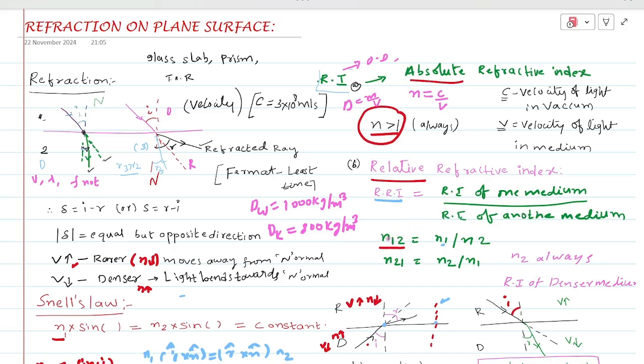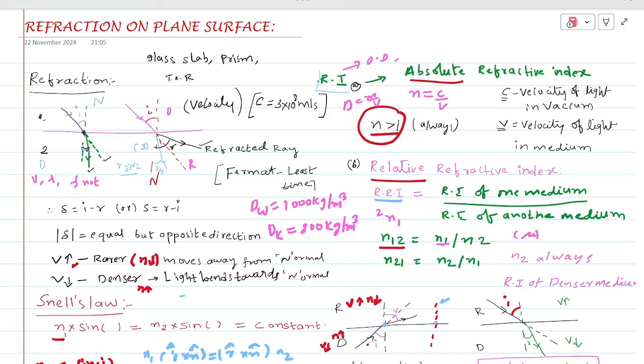So here n12 means the refractive index of 1 with respect to 2, n1 by n2. n21 means the refractive index of 2 with respect to 1, n2 by n1. According to many authors and books, n2 is always the refractive index of the denser medium. Somebody will use the letter mu for refractive index, but for convenience I am taking the letter n. So n2 is always the refractive index of the denser medium.